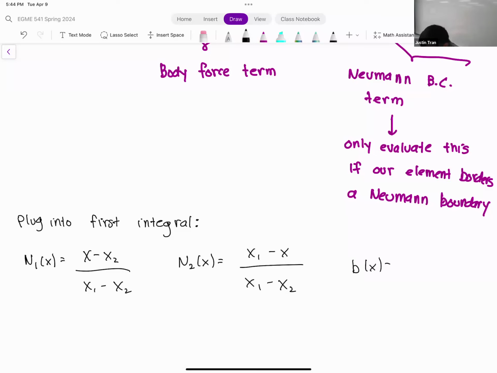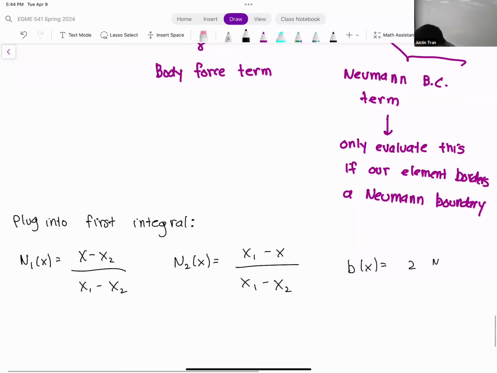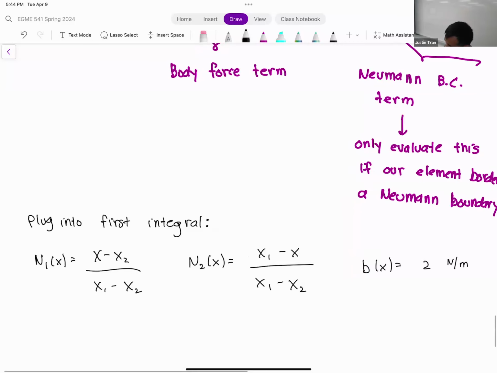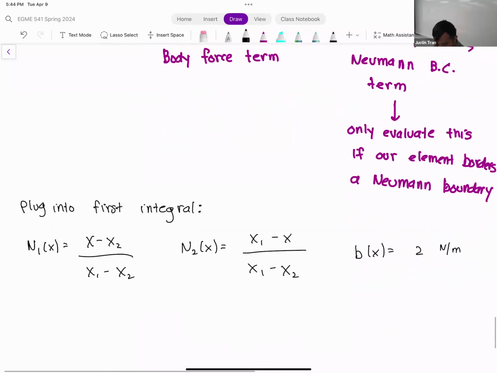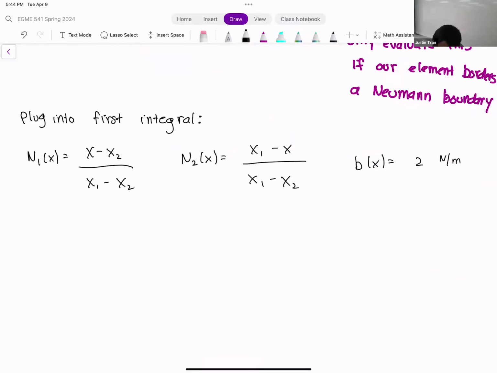And then we know b of x. B of x in this case is just a constant, 2 newtons per meter. Knowing all of these things, let's go ahead and plug them in. And by the way, we also know for this element, x1 is equal to 0 and x2 is equal to 5.